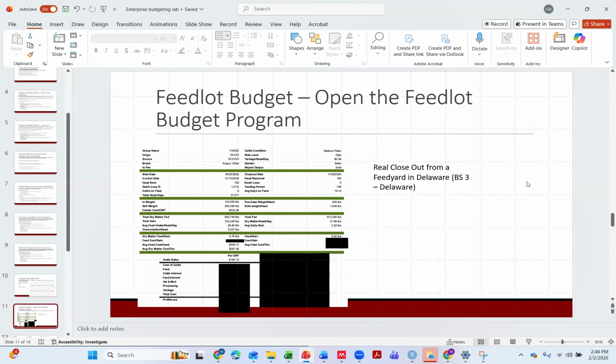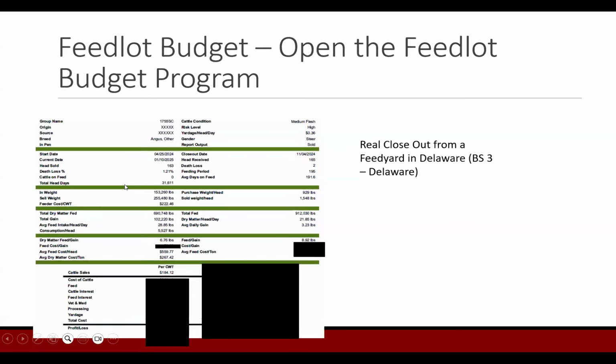All right, real quick, I think we have 12 minutes. So I may touch on this more in depth later. But here we have a closeout from a feedlot in Delaware. So this is from April 2025. No, January 2025. So they purchased these cattle April 2025. See if I can't zoom this in.